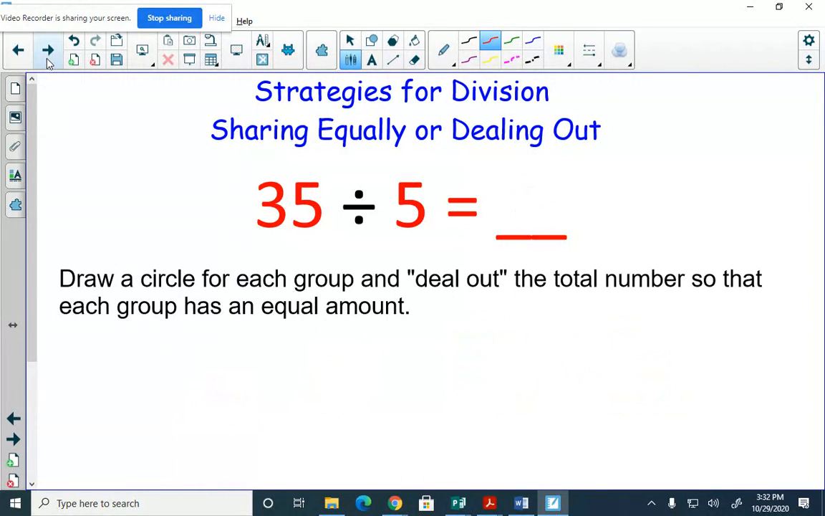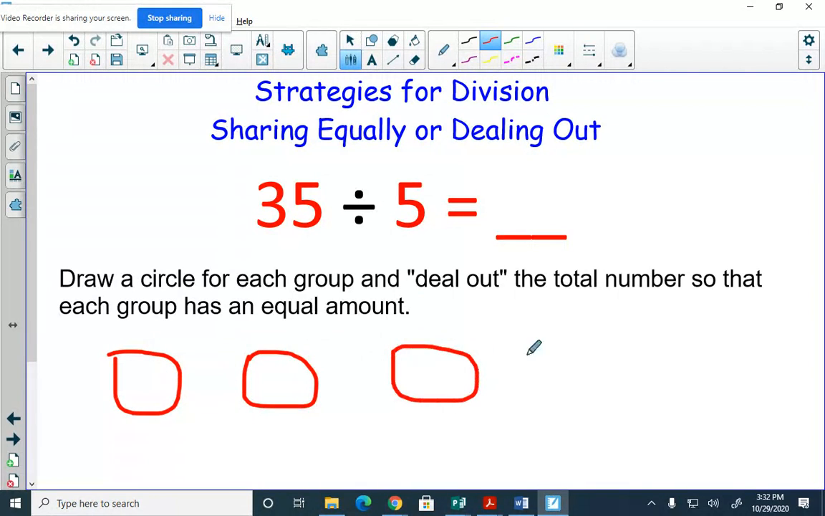And another one. Pause the video and you give this one a try and then check back with me. Got to make the 5 groups and share 35.